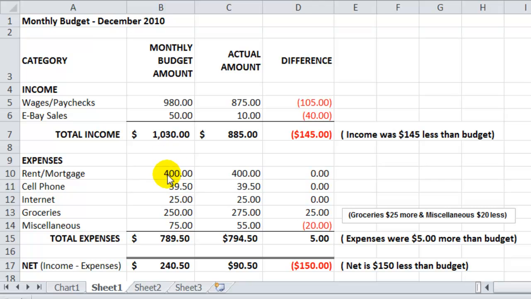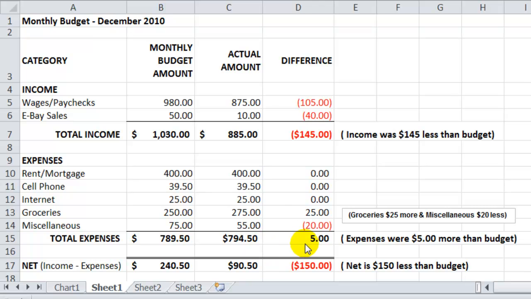We do the same thing with expenses. We itemize all the budgeted amounts for expenses and then enter the actual amounts, and then you can see the difference. So in this case, they were right on their budget for the first three items: rent, cell phone, and internet. But the groceries, they spent $25 more, and for miscellaneous, $20 less. So their total expenses turned out to be $5 more than what they budgeted.